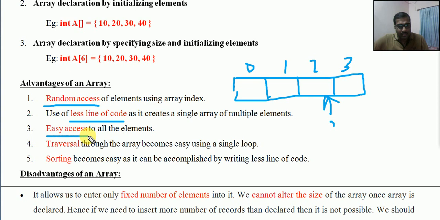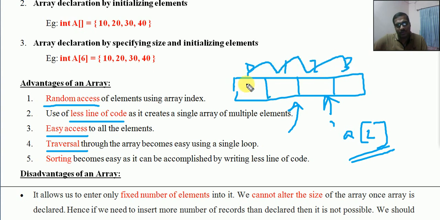The third point is that we can easily access the element. Randomly we can access, and at the same time we can easily access the element directly by using the array name and index location. At any particular moment I can access any element from the array. The next point is traversal. Traversal means we can easily go from one location to another. If I want to search an element, or sort the elements present in the array, I can do traversal using simple loops from 0 to n-1, up to the maximum or last index.